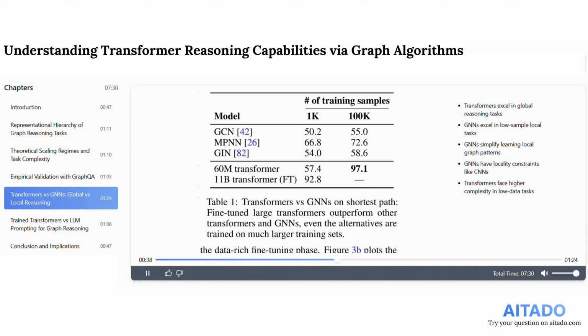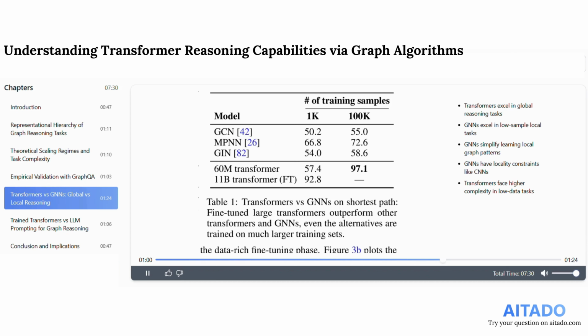This is attributed to their locality constraints, similar to those in convolutional neural networks, CNNs, which enable efficient learning of local features in graphs. However, transformers face challenges with increased complexity when handling low data tasks due to their inherent design to attend globally, which demands more data for effective learning.